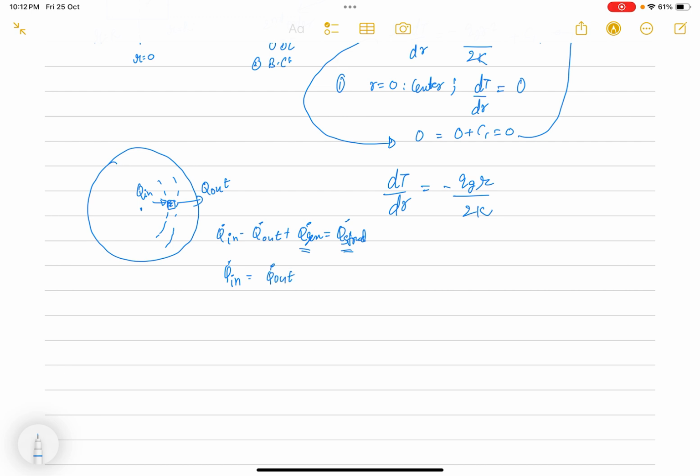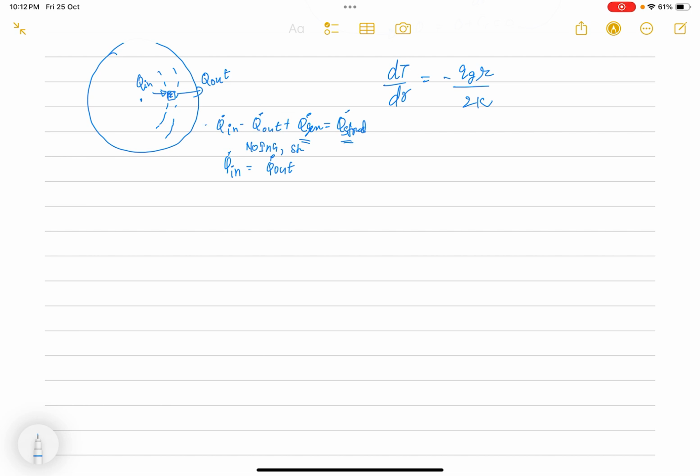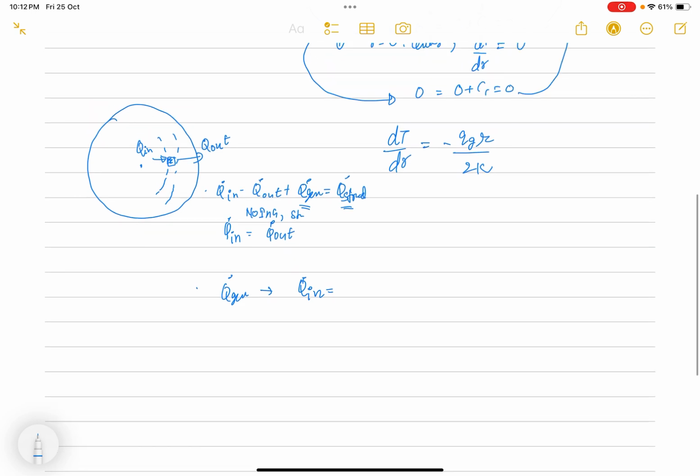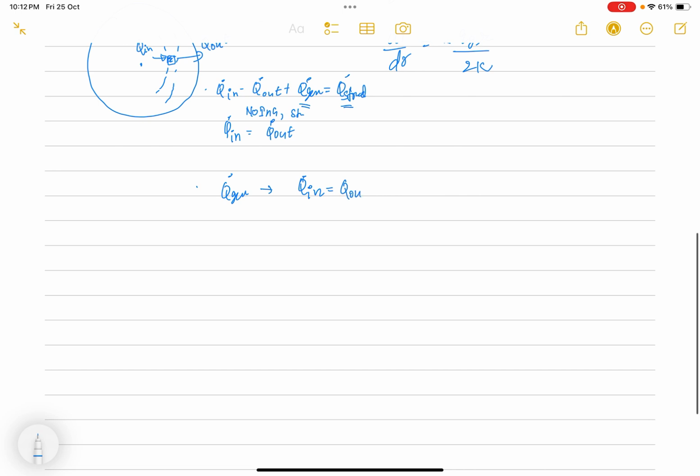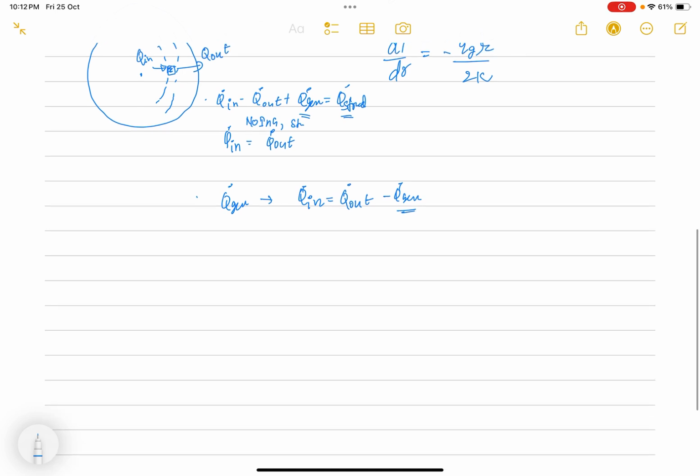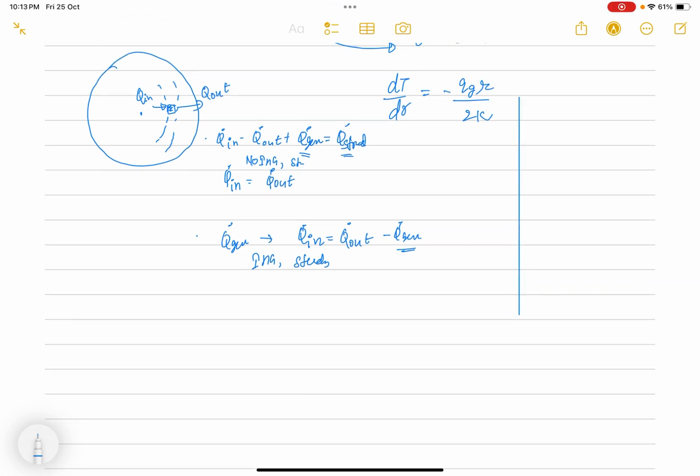That is when there is no heat generation and steady state. But when there is heat generation, Q in will not be the same as Q out between any two surfaces of the cylinder, between any two radii. That is what I wanted to point out here. Minus Q gen, this term comes extra. So it is the case of internal heat generation and steady state. This is what we have derived here.